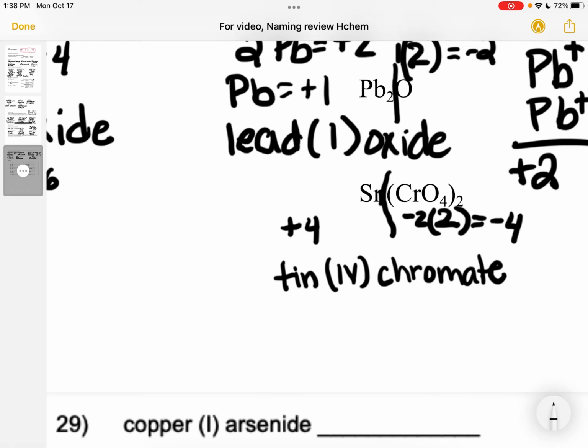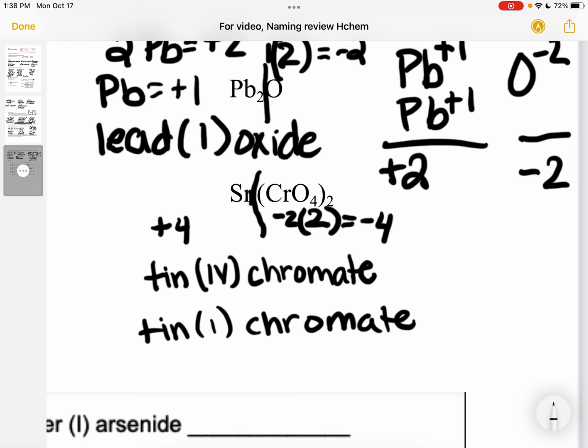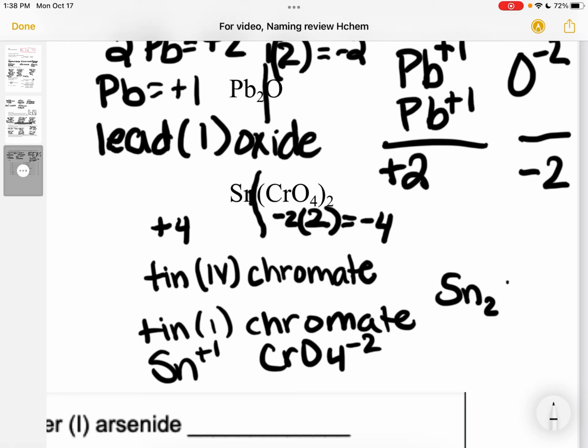I wonder what tin(I) chromate would look like. Let's go the opposite way. Tin(I) chromate. Well, chromate is CrO4 -2. This is telling me I have a Sn with a +1 charge, so we would need 2 tins. Sn2CrO4.